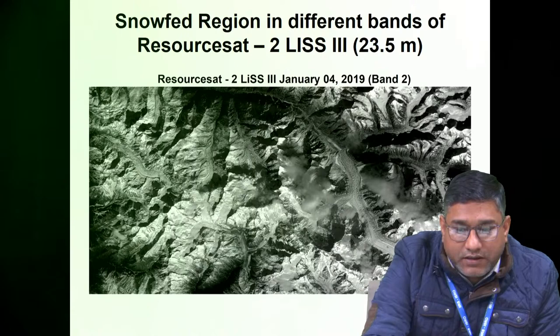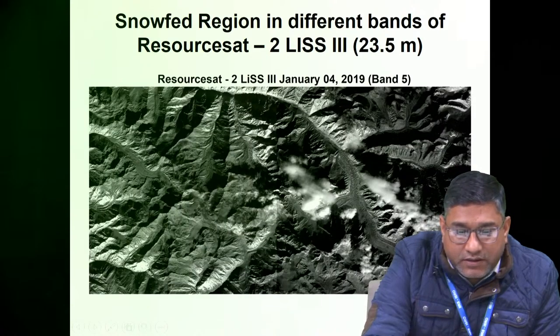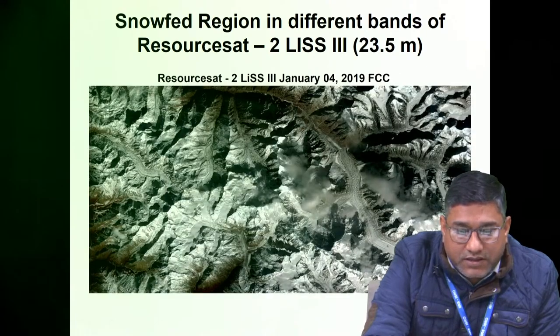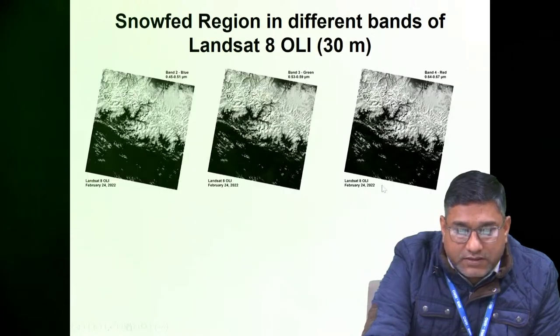Similarly, if you see band 2 of LISS 3, you can see again some bright pixels of snow. And if I take band 5, that is the SWIR band, then again you can see there is an absorption of the energy, and there are fewer bright pixels in this image. So this is the false color composite, and we can see where is the snow in the satellite image.